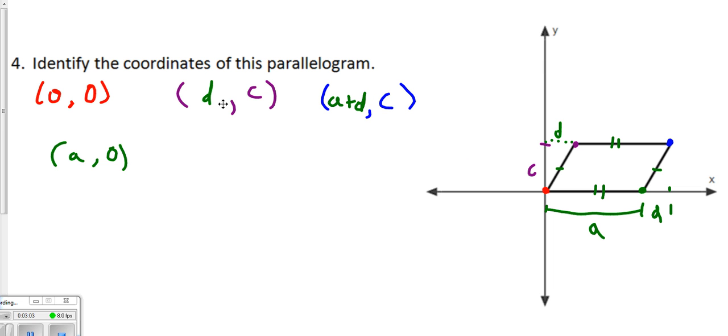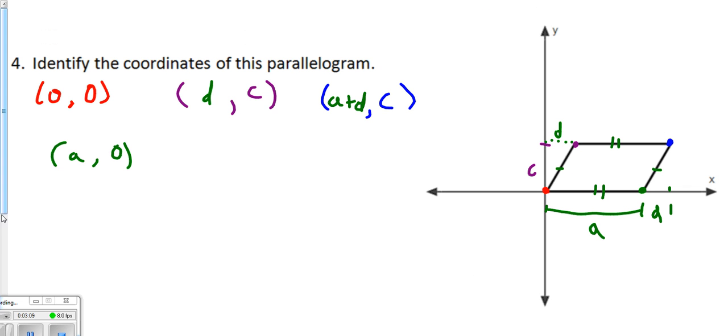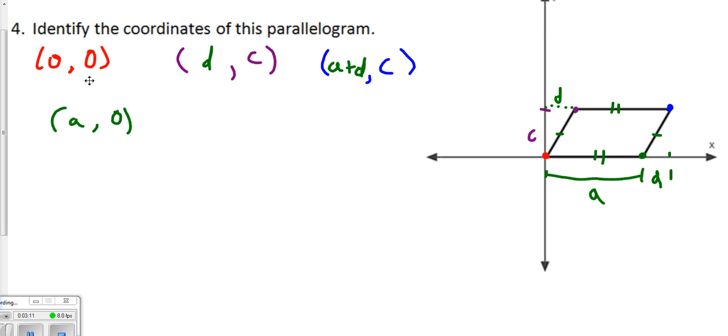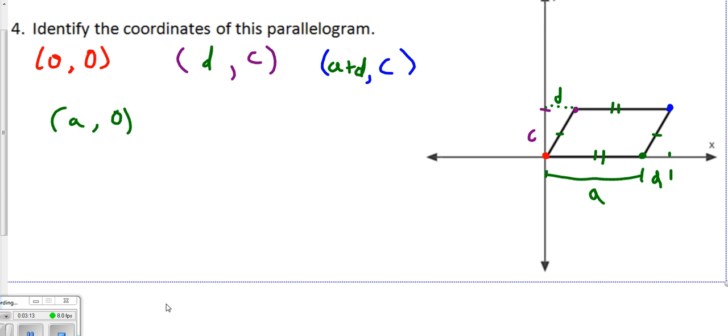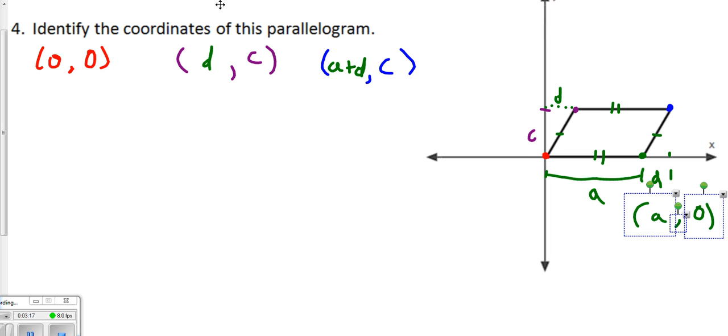Okay, so we can take each of those pieces. I just want this. This would be this corner over here. This would be the red spot right here. Instead of moving everything, we're just going to redraw them. D, C is right here, and A plus D, C is this top one up here.